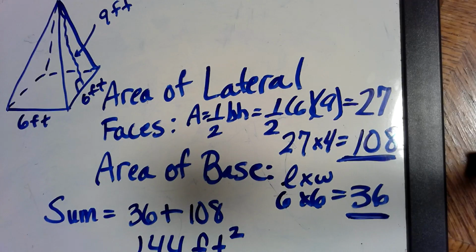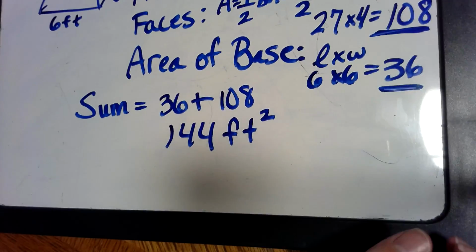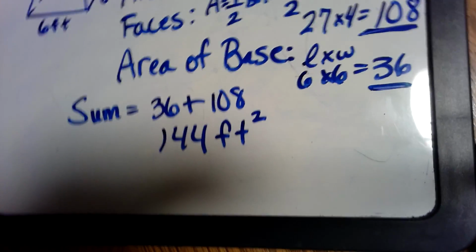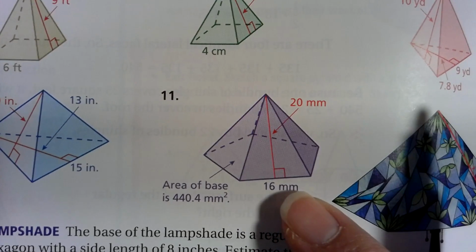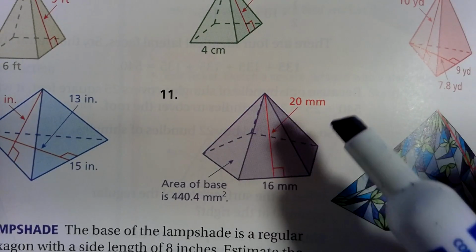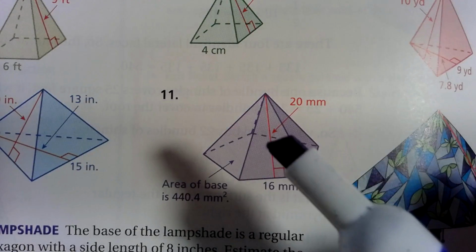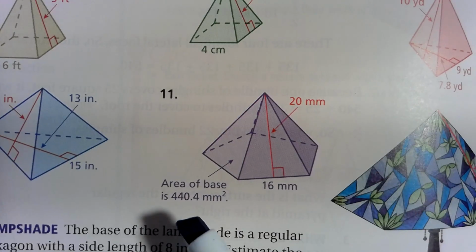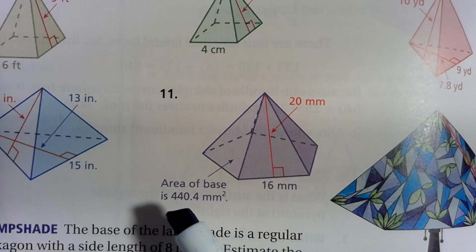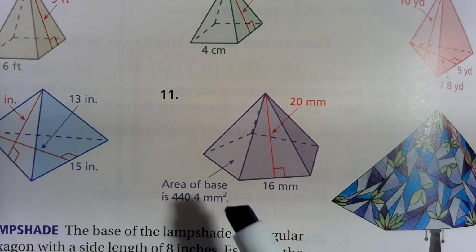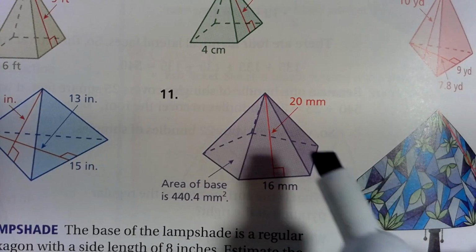And we just want to point out too that you can have any shape as a base. So for example, and I'm going to just move the camera over here. If we're looking at number 11 in your book, for example, notice what shape is that? Think about that. What is the base shape? All right, 5 sides. Yeah, it's called a pentagon. The area of the base is already given to you. See how it says area of base is 440.4 millimeters squared? That's already been figured out for you.